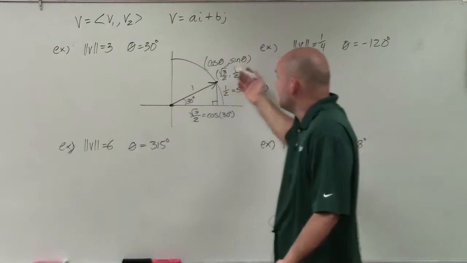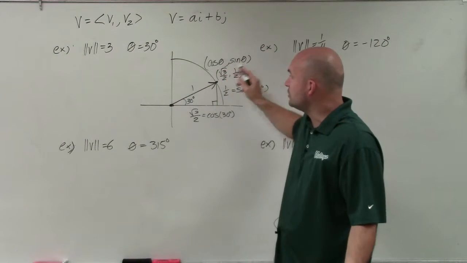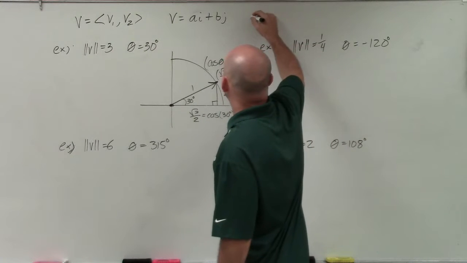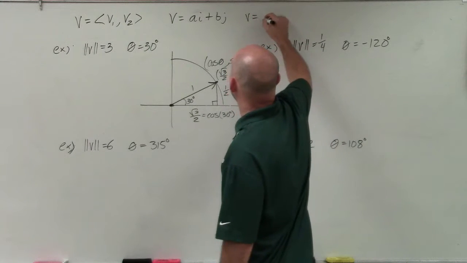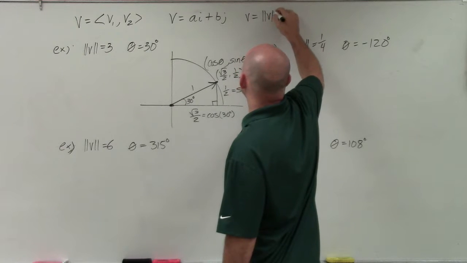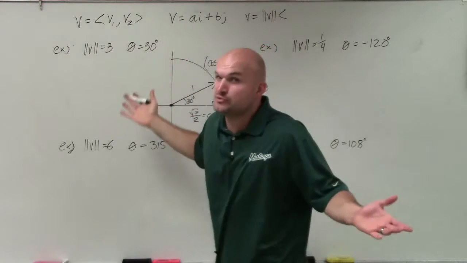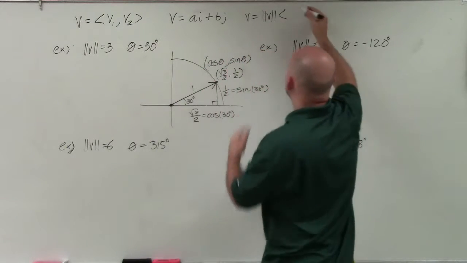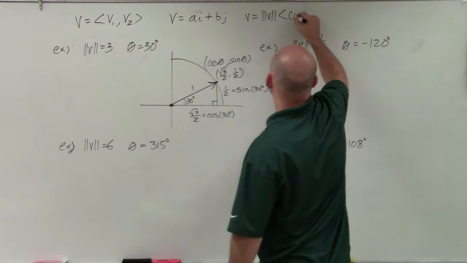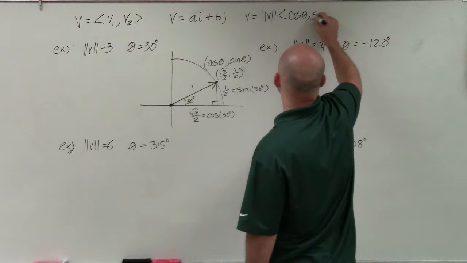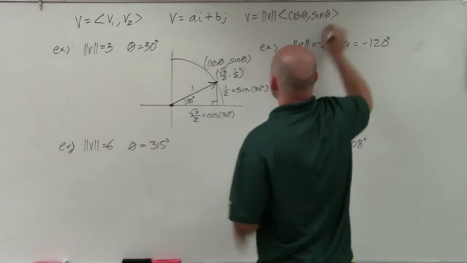Because those do give us those points around there. Those are your points based on the angle that you're given. So another way that we can write a vector is we can take whatever magnitude we're given and then multiply it by the vector. And instead of using v1, v2, because we don't know v1, v2, we're just given the angle, we can say that the first component is equivalent to the cosine of theta, and the second component is equal to the sine of theta.